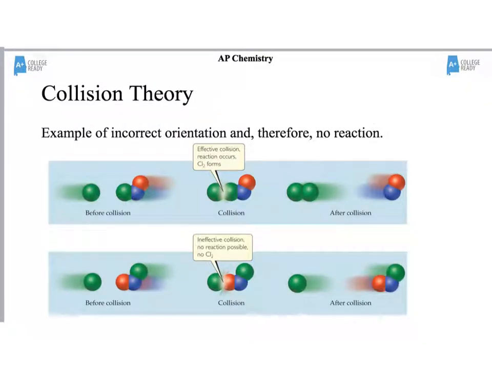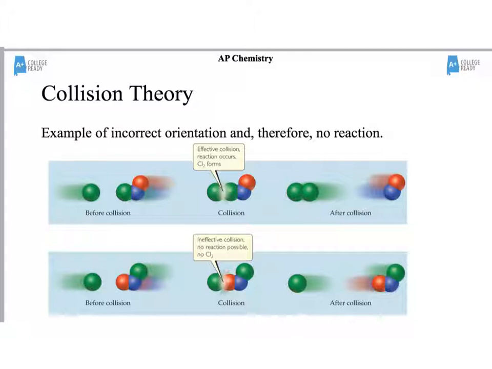So here's an example of collision theory with the incorrect orientation and then with the correct orientation. So here we have two molecules. So before the collision, these two molecules are trying to run into each other.